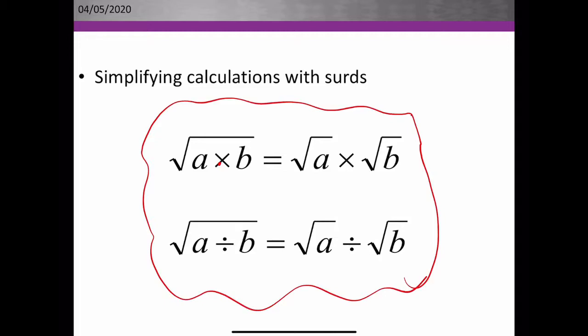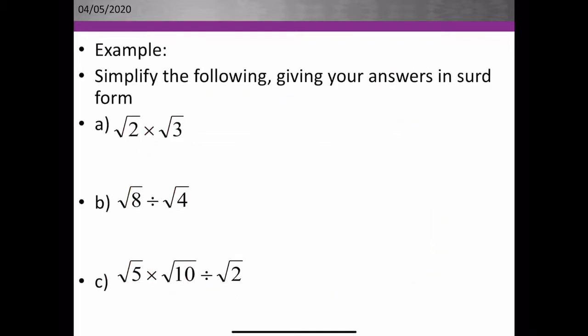So pause the video and try these questions here for us. You should have square root 2 times square root 3 would actually give you square root 6. And there's nothing else you need to write. Next one, square root 8 divided by square root 4 would give you simply square root 2.